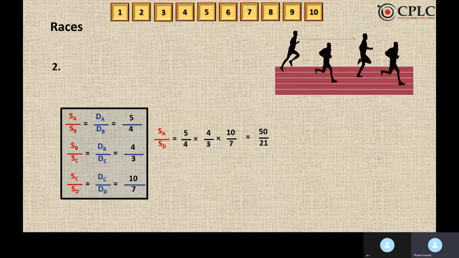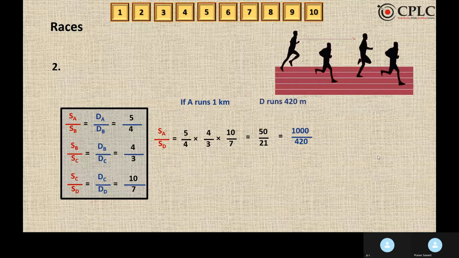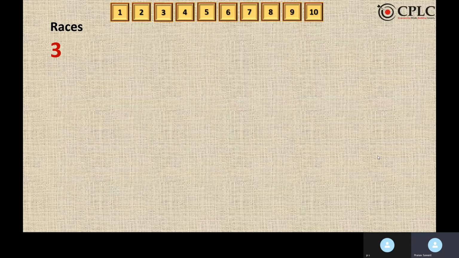If A wins the race, A is going to complete the entire 1000 meters. So if 50 parts is equal to 1000 meters, 21 parts would be equal to what? Again, by cross multiplying, we'll get the answer as 420. Hence D covers 420 meters. So A wins the race, and A beats D by 580 meters in a kilometer race. Moving to the next question.